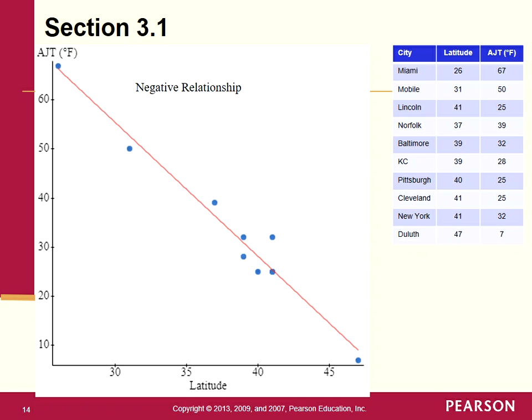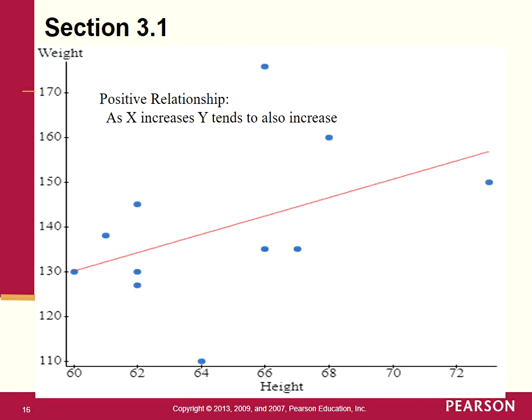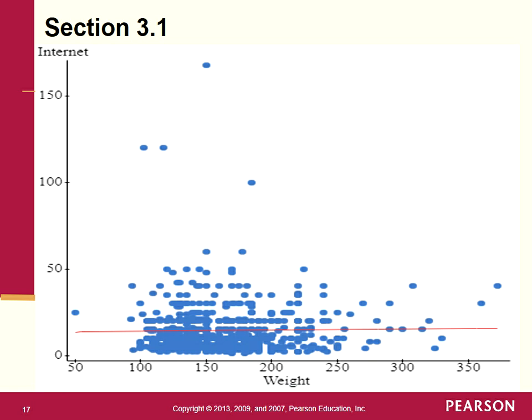Okay, and the reason why we call this one a positive relationship is because the slope is positive. As height goes up, so does weight, at least it tends to, anyways. Okay. What about this relationship?